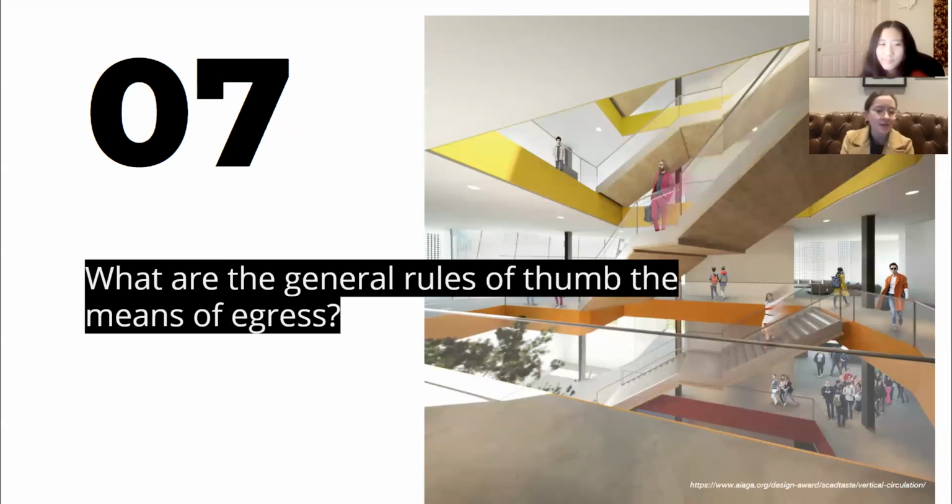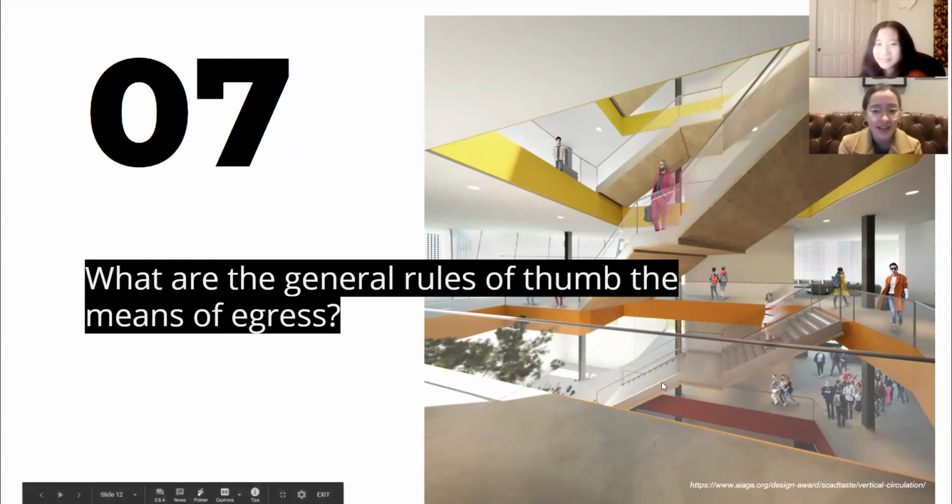Number 7, what are the general rules of thumb for the means of egress? Important things to remember is that for stairs, the landing should be at every 12 feet of height, and this landing run should be at least equal to the width of the stairs. As for ramps, they should follow a 1 to 12 rise over run ratio with a landing for every 30 inches of rise. The landing minimum must be 60 inches for the ramps, and the width of the stairs is 44 inches for commercial buildings.